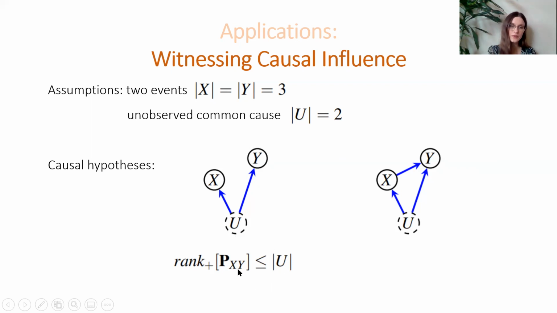Okay, so we observe the probability distribution, we check if this holds. And if it does hold, we still cannot decide which one of these two causal hypotheses holds. But if this condition is violated, then it must be the case that we have a direct causal influence from X to Y, which basically means that we witnessed causal influence in the presence of an unobserved variable, and we did it just by making an assumption about its cardinality.